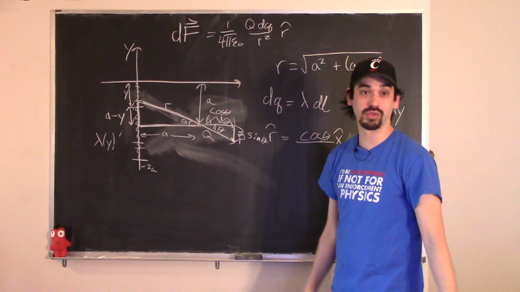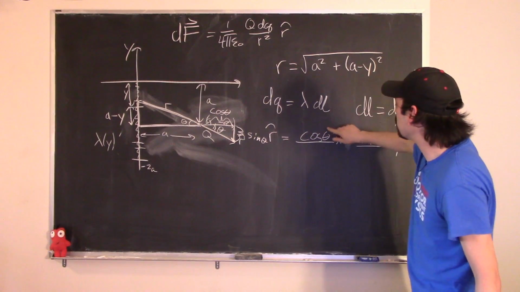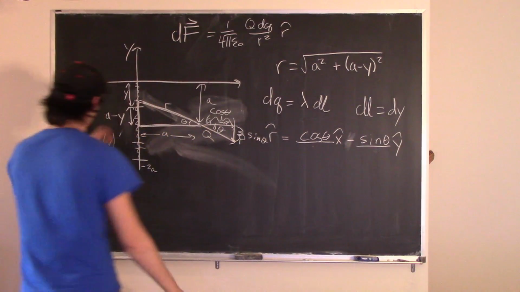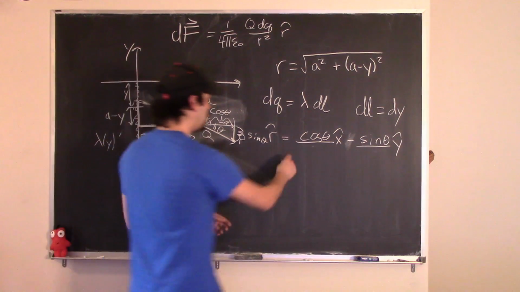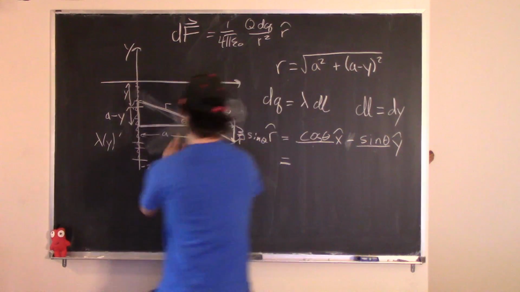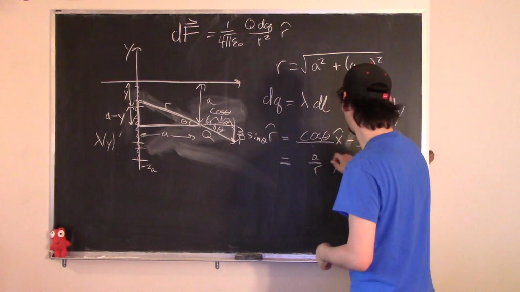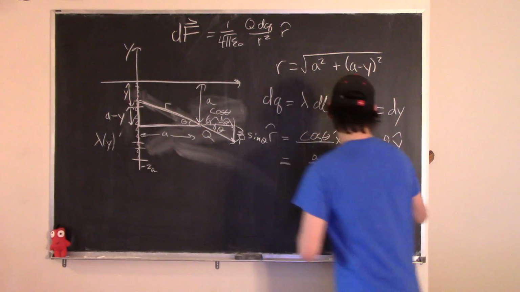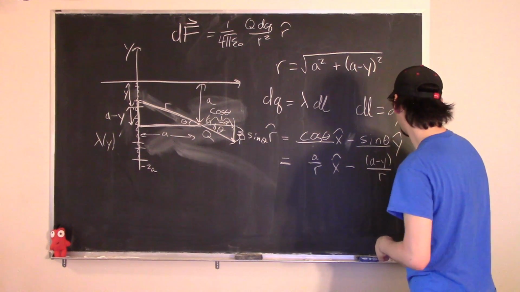We're not integrating over theta, so we're not going to be able to eliminate it. So what we need to do is reparameterize cosine of theta and sine of theta in terms of the things that we can integrate over, so that would be y. Okay, so what that means here is that this cosine of theta is going to become a over r, because this is the adjacent, and then this is r, so this is a over r x hat. And our sine of theta is going to become a minus y divided by r times y hat.